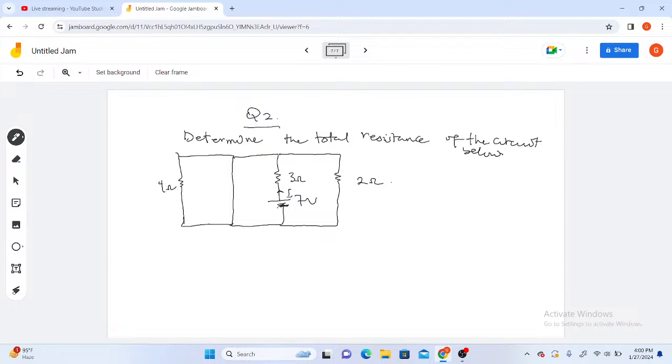Okay, so now let's see. I'm going to use the arrow. So in this problem, we have 4 ohm here. That is 4 ohm here. Then we have 3 ohm here. We have 2 ohm here. We are to find the effective resistance of this circuit here.